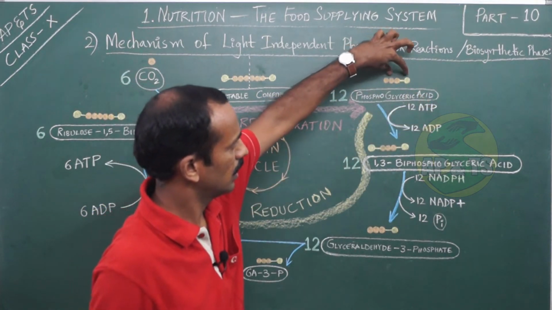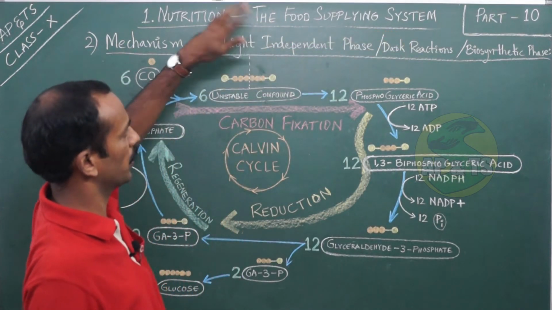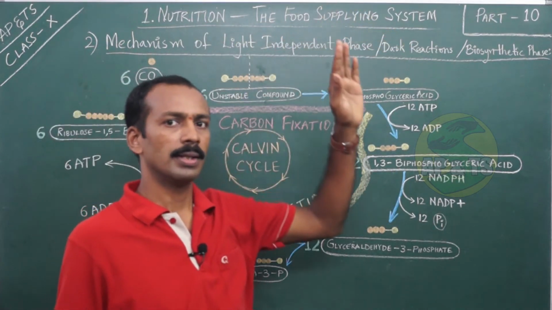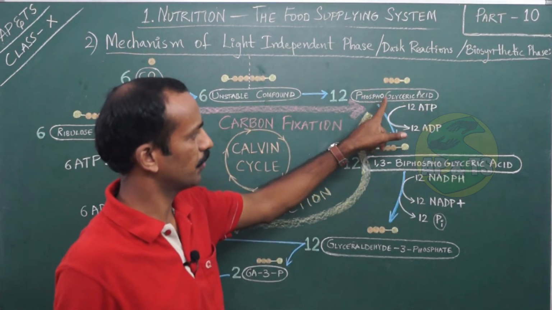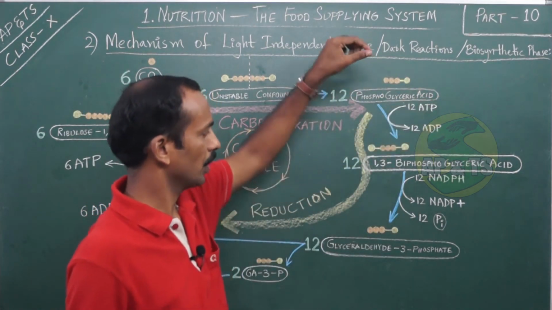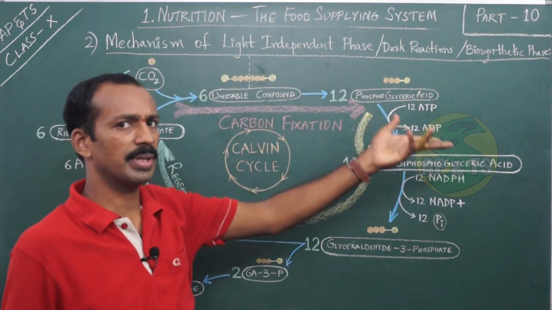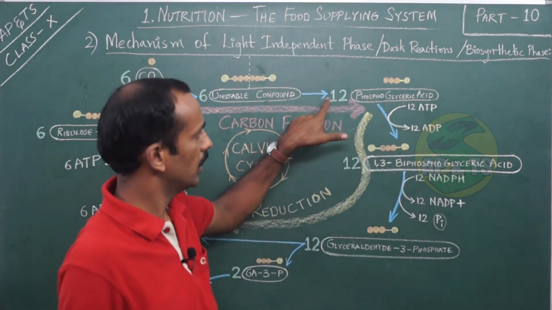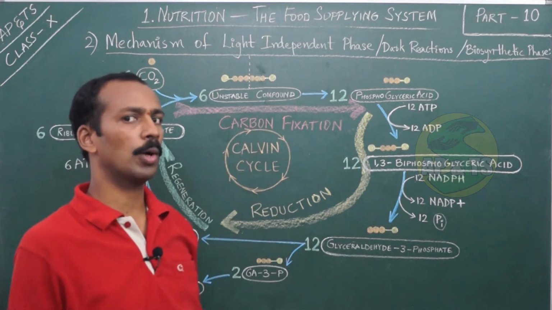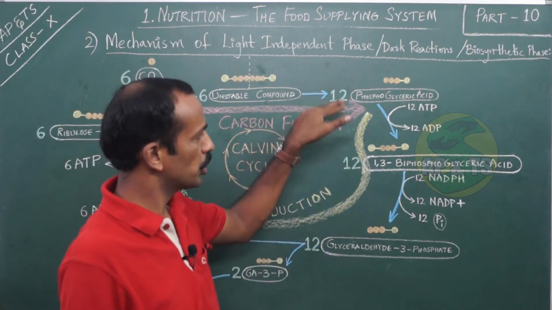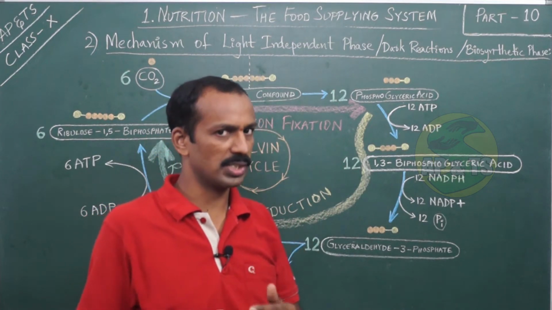So this is that 3 carbon compound. Okay, a 6 carbon compound is immediately broken into 2 3 carbon compounds. So that 3 carbon compound's name is phosphoglyceric acid. Okay children, so here 6 molecules ultimately break into how many? 12 molecules. 6 carbon compound molecules were broken into 12 3 carbon compounds. I hope you are understanding it.